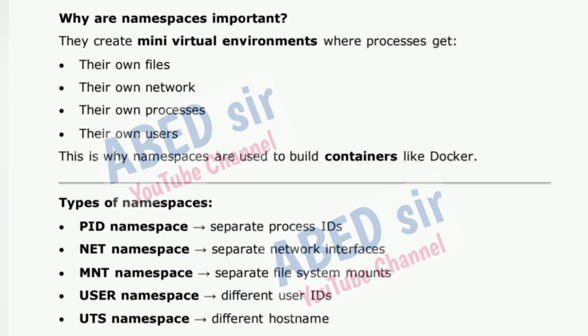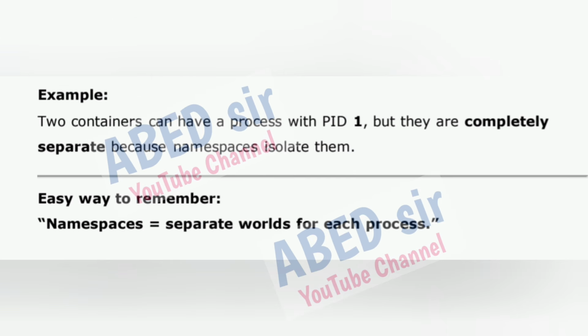Types of namespaces. PID namespace: separate process IDs. Net namespace: separate network interfaces. MNT namespace: separate file system mounts. User namespace: different user IDs. UTS namespace: different hostname. Example: two containers can have a process with PID 1, but they are completely separate because namespaces isolate them. Easy way to remember: namespaces equal separate worlds for each process.